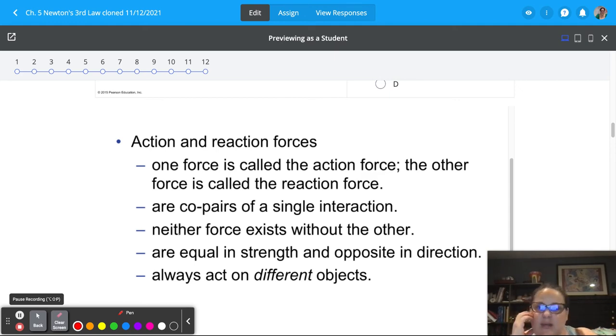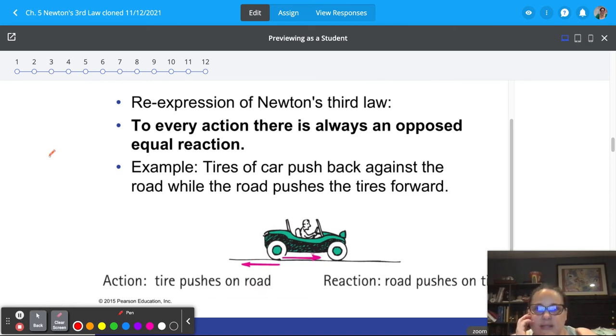Neither force exists without the other. The wall can't push the finger without the finger pushing the wall. They are equal amounts: if it's 50, the other's 50. If it's left, the other's right. So they're always equal strength but opposite direction, and they always act on different objects. The action force acts on object 1, let's say, and the reaction force acts on object 2. There are other ways to state Newton's third law. Another restatement: to every action, there is always an opposed equal reaction.